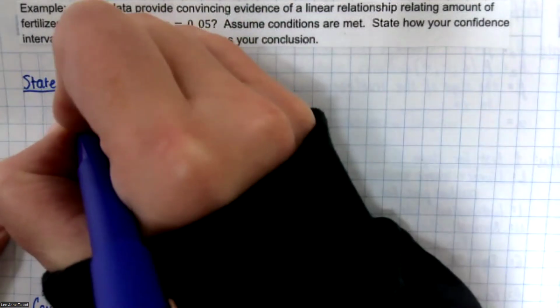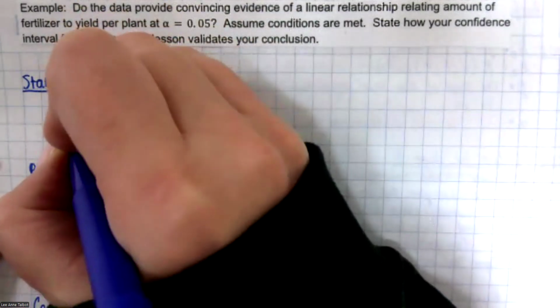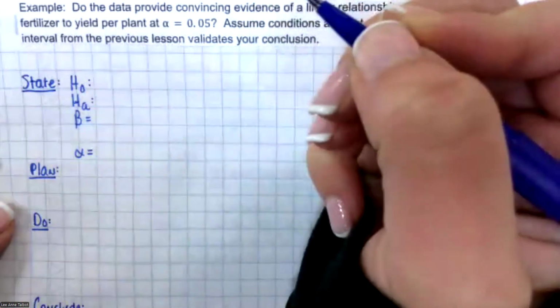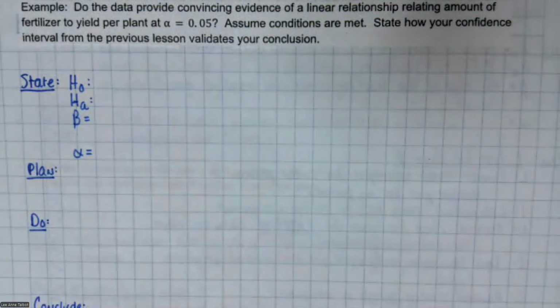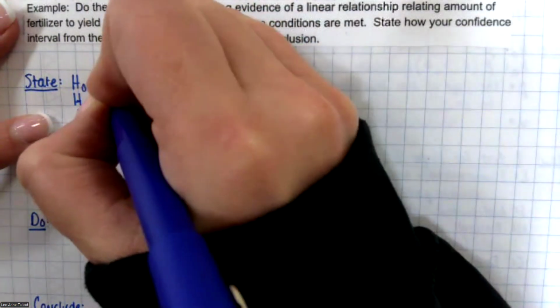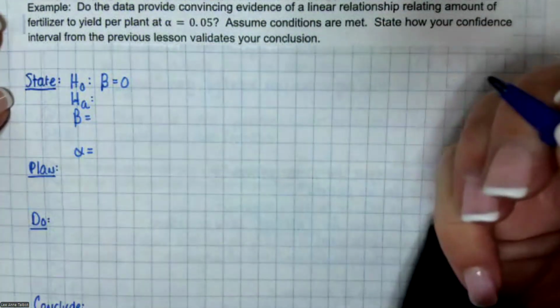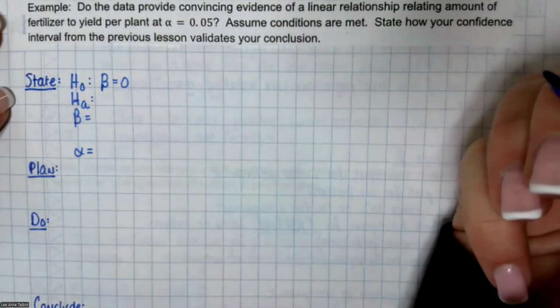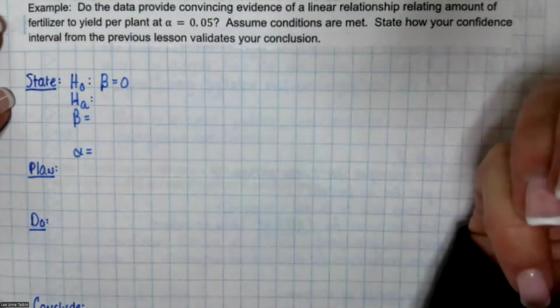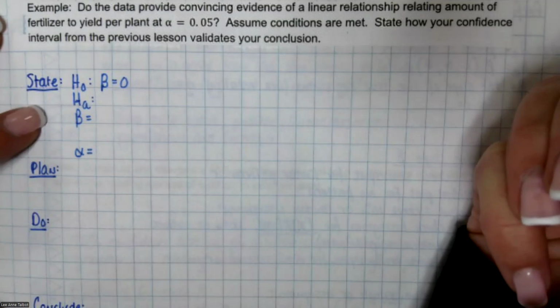H0: beta equals, alpha equals. Okay, the H0 is the same every time. The slope is 0. If the slope is 0, that means there's no relationship between them. Nothing interesting is happening. Just a random looking scatter plot.